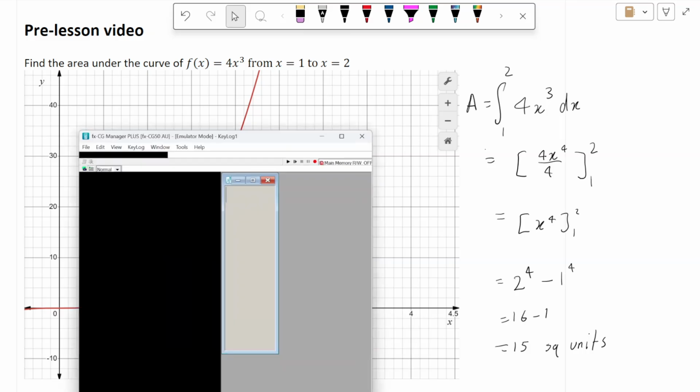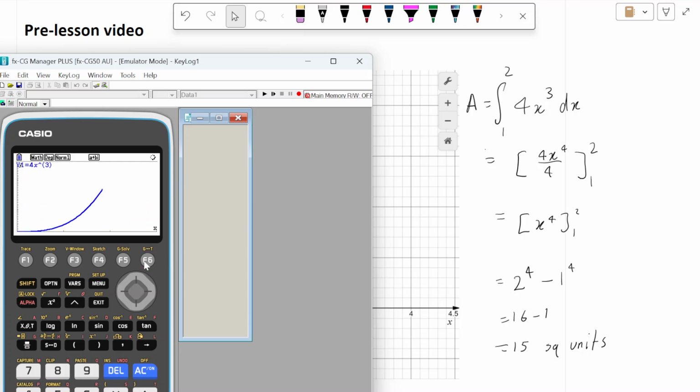Anyway, you can graph this on your calculator, 4x cubed, there it is. And there's actually a tool to do integrals. So you can go into G-Solve, you can head across, integral. Generally mixed is the best option, so you go mixed. You type your bound, so you type 1, hit enter, and you type 2 and hit enter. It'll shade in the area, and it'll tell you it's 15.